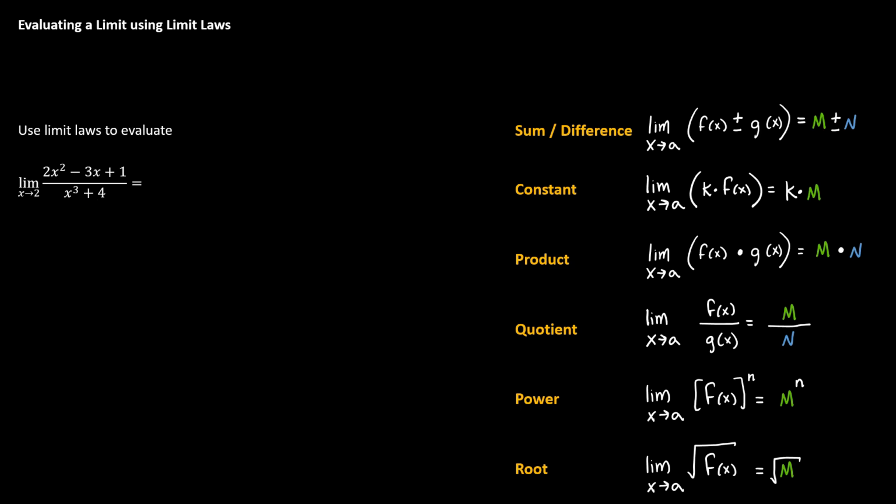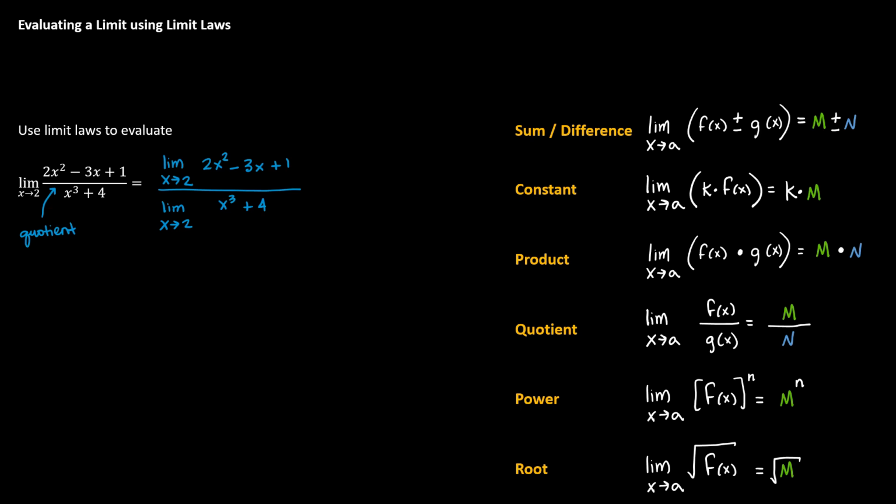Let's try another one. Here we have a rational function, 2x squared minus 3x plus 1, all divided by x cubed plus 4, and we're allowing the limit of x to approach 2. The first thing I notice is that we're dealing with a quotient. I have a numerator, I have a denominator, therefore I'm dealing with a quotient. We apply the quotient rule as long as the denominator will not be equal to 0 when we evaluate our limit at the bottom. We separate our limit into the numerator and another limit into the denominator, and we're ready for our next step.